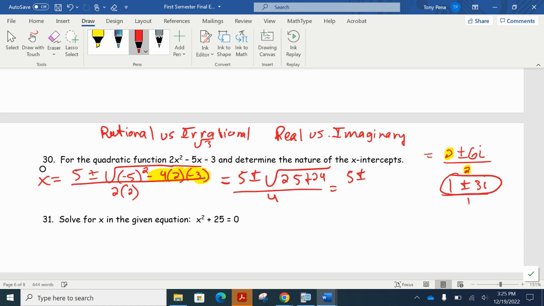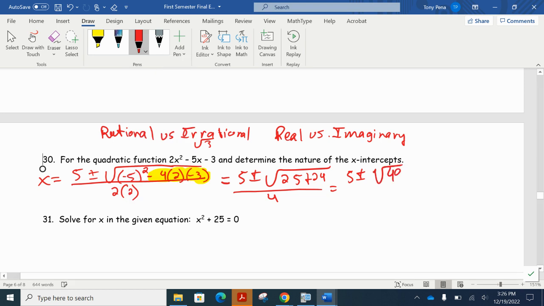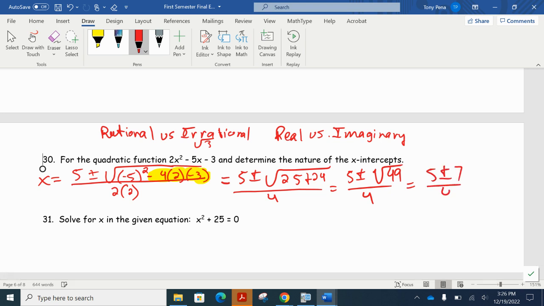So this will give us 5 plus or minus. Again, erase some of this so I have room to work. 49, root 49. Divided by a 4, so then I get 5 plus or minus the square root of 49, which is 7, divided by that 4.